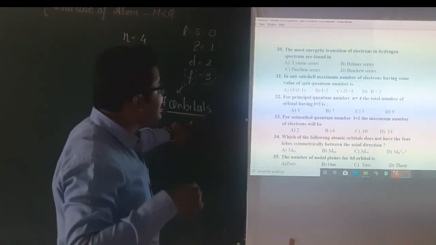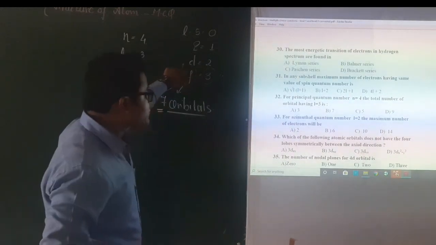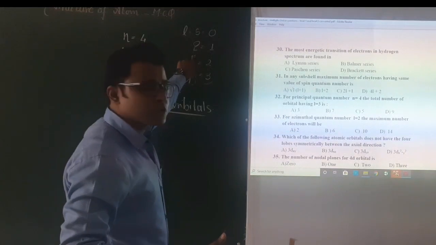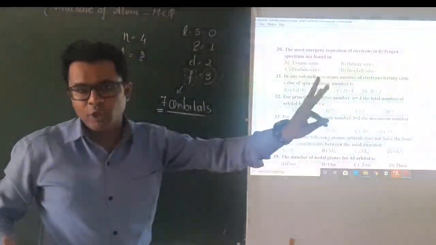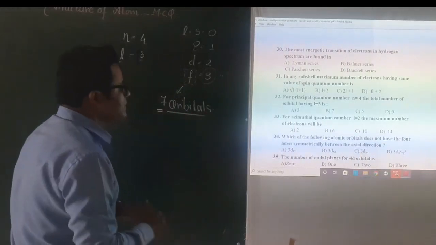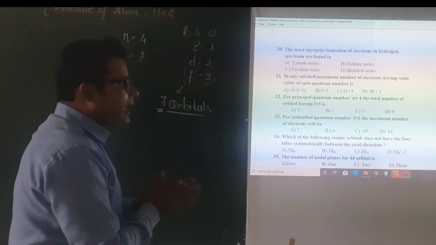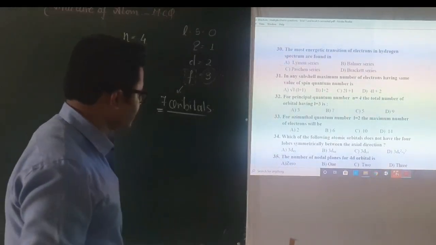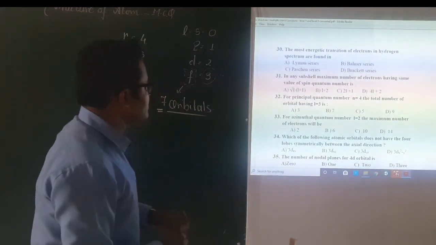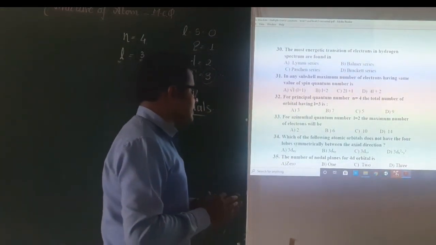If they had said it as L equals 2, it would have gone for the D subshell. D subshell has 5 orbitals. L equals 1, the P subshell, will have 3 orbitals, right? So that is how it all goes. So for question 32, the answer is B. Okay, so we have 7 orbitals. Going forward with the next one, that is question number 33.